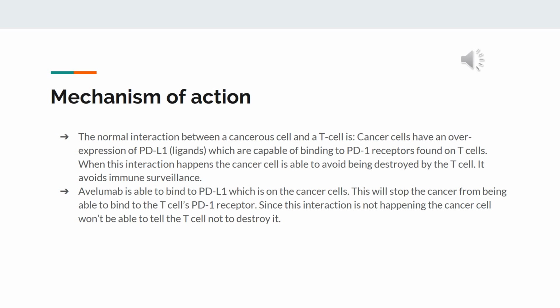So this is where a drug comes into play. Avelumab is a PDL1 inhibitor. So we know the PDL1 is on the cancer cell, so avelumab binds to that ligand, preventing it from binding to PD1 receptors on the T cells. So now, since that didn't happen, the T cell will identify the cancer cell and will proceed to eliminate it.